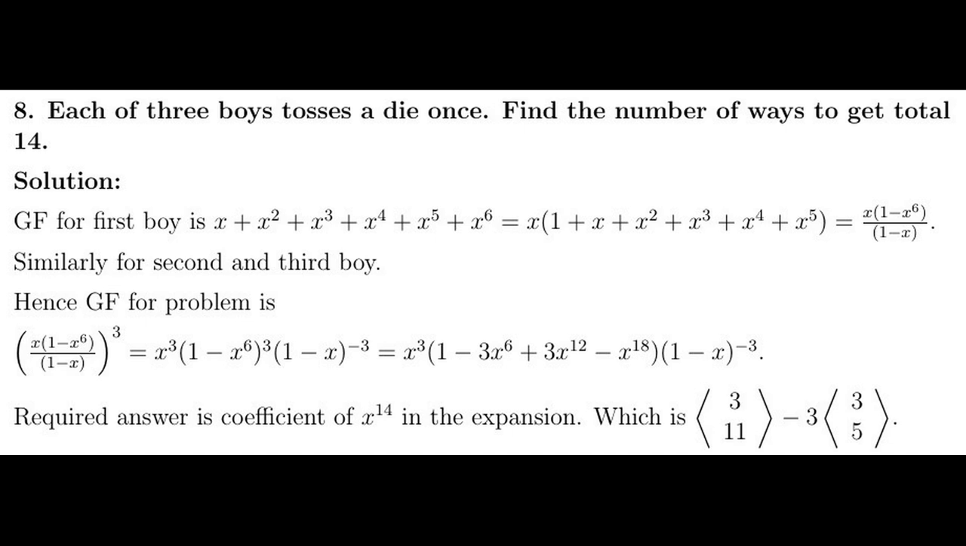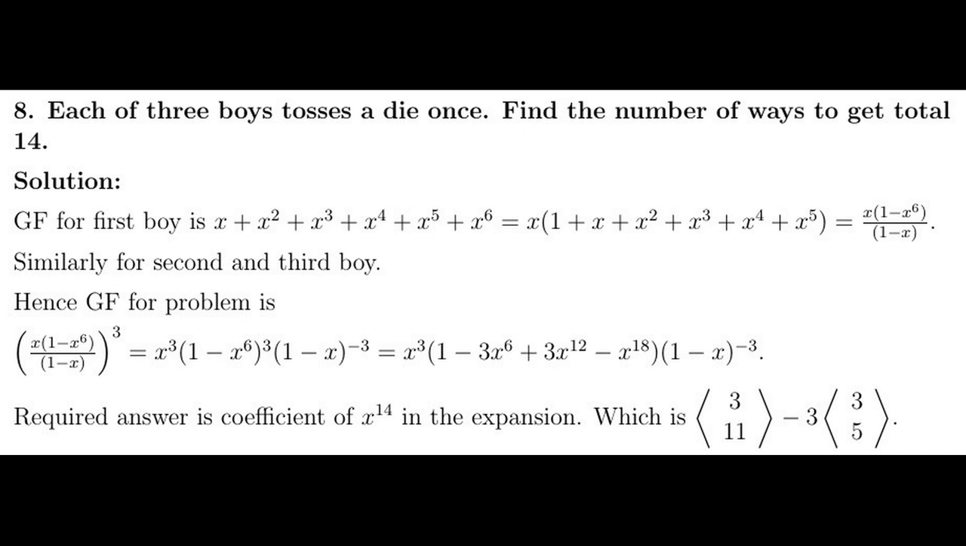1 minus x bracket raised to minus 3. So, the required answer is the coefficient of x raised to 14, that which we can achieve. The corresponding coefficient of x raised to 14 will be 3 elbow 11 minus 3 into 3 elbow 5.